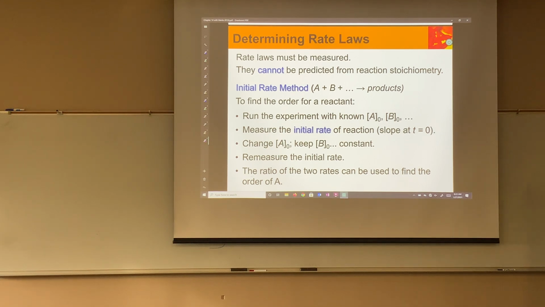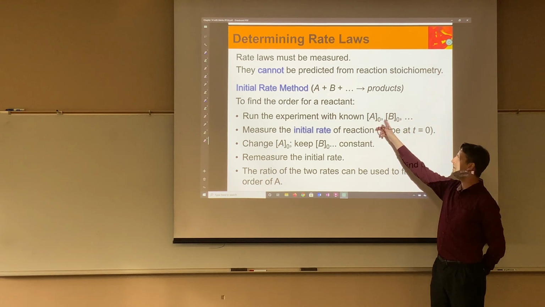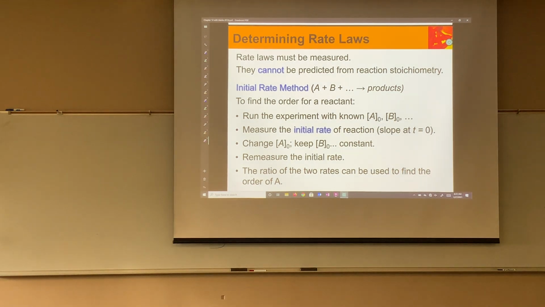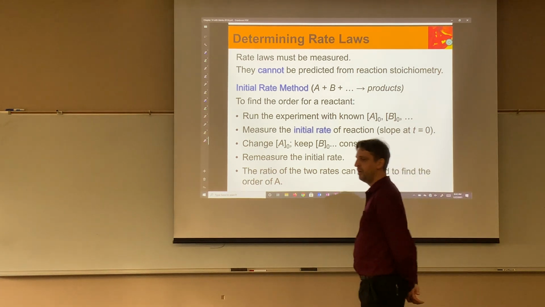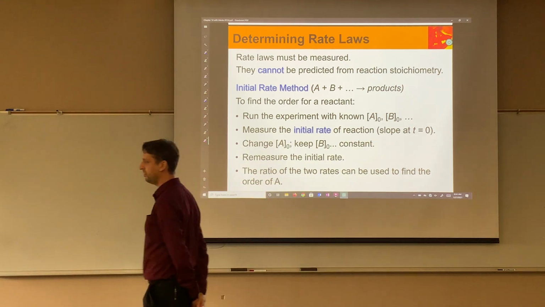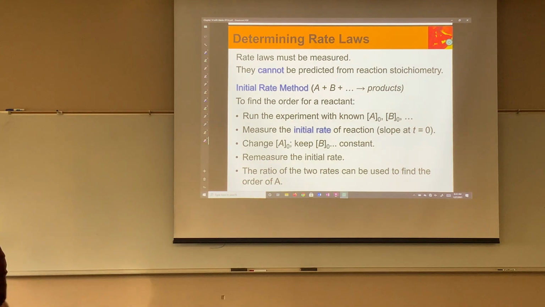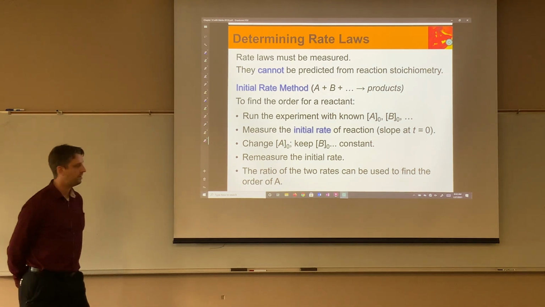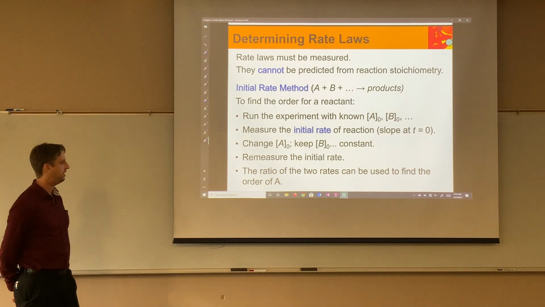So to find the order for a reactant, we run the experiment with a known set. Later on, we'll come back to this and I'll point it out again. But whenever you see that subscript 0 there, we're just talking about an initial concentration, okay? So you could even substitute out that 0 for i if you want to, right? So some type of initial concentration. And then we measure the initial rate, right? That's going to be based off of the slope. We'll talk about that also.